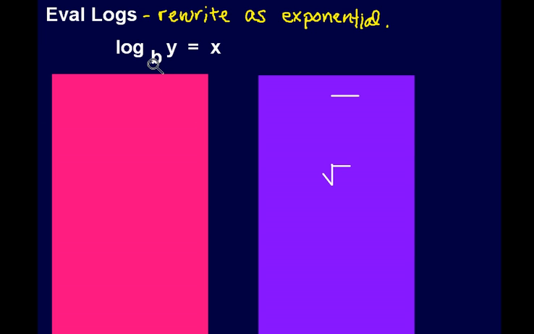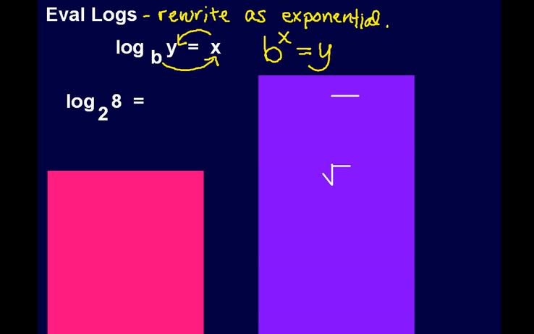If I want to rewrite this log in exponential form, I start with the base, b. Then I raise it to this power, and it should equal this value. Let me show you how to do that. So here's example 1. We read this as log base 2 of 8 equals what value? Well, let's rewrite this in exponential form. The base is 2, so I say 2 to what power equals 8?